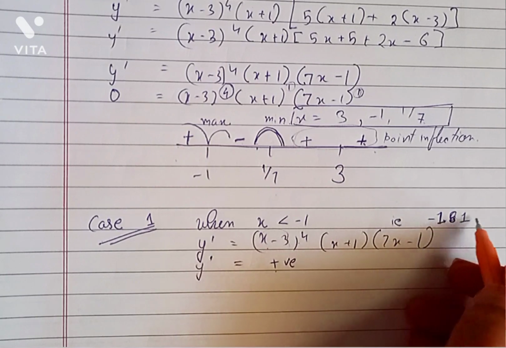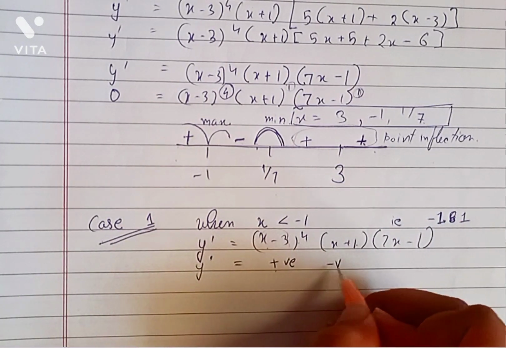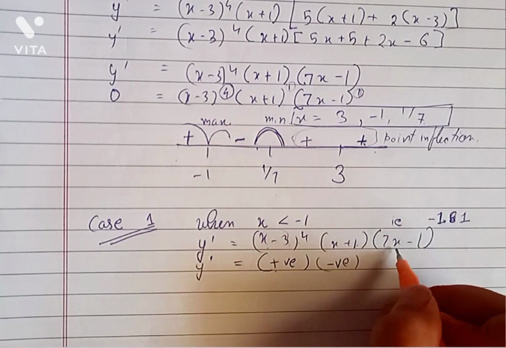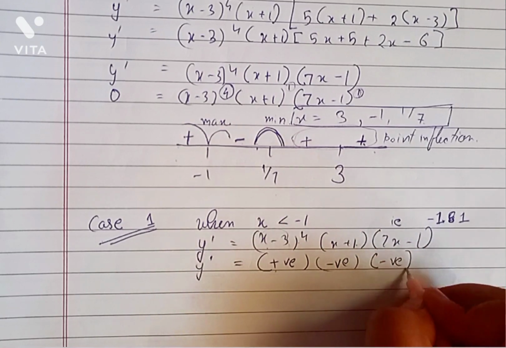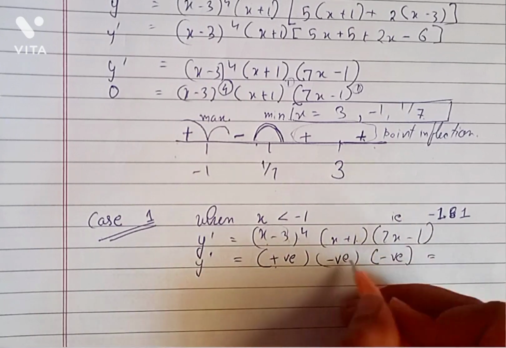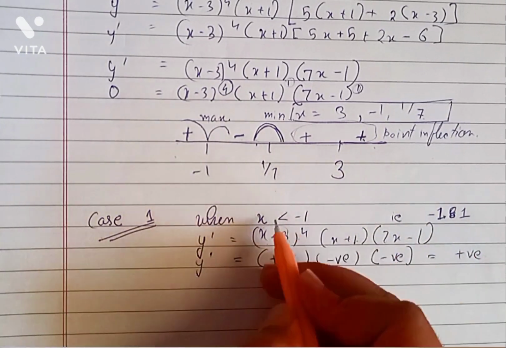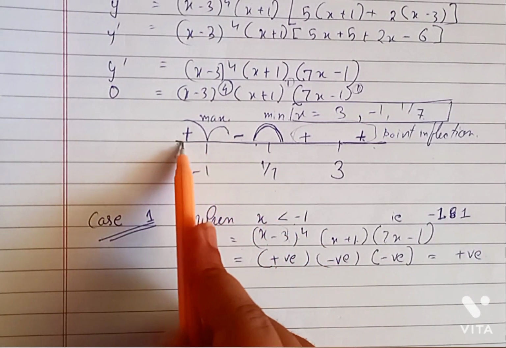Then if I take minus 1.1, this is greater than 1, so this quantity would be negative. Then minus 1.1 multiplied by 7, so again it will be a negative quantity. So you could see over here that all round, this negative will get positive. So this is a positive quantity when x is less than minus 1. See, less than minus 1, it's positive.